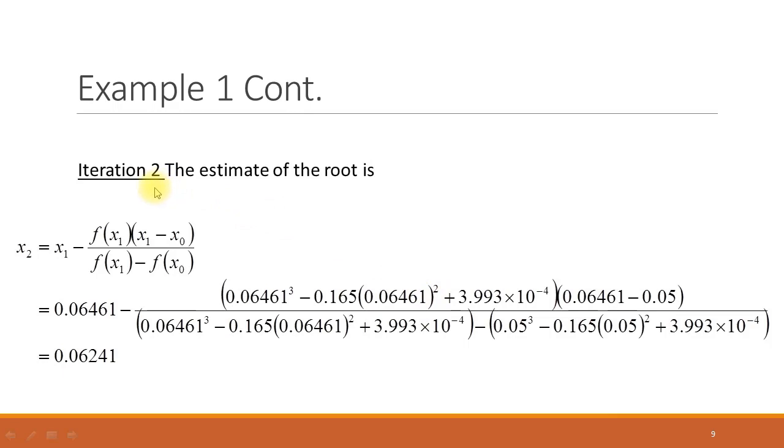Now iteration number 2, the estimate for the second root x2 using the secant method formula: x2 is equal to x1 minus f of x1 into x1 minus x naught divided by f of x1 minus f of x naught.